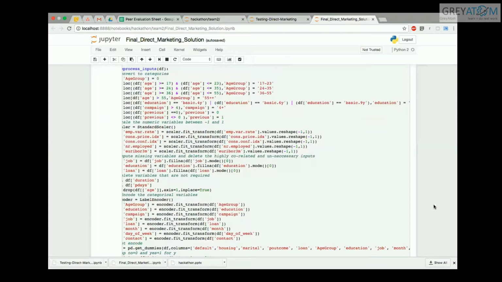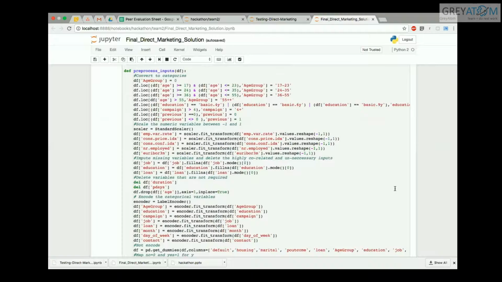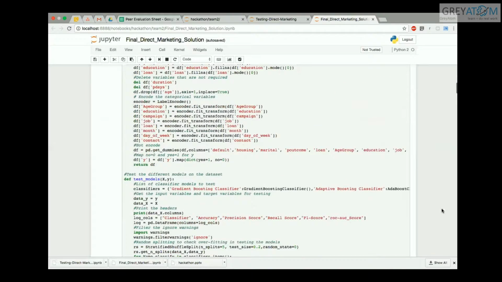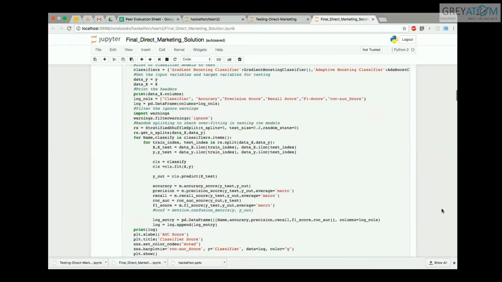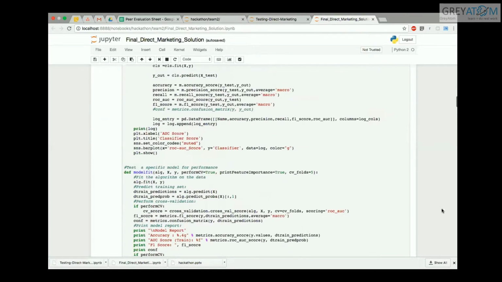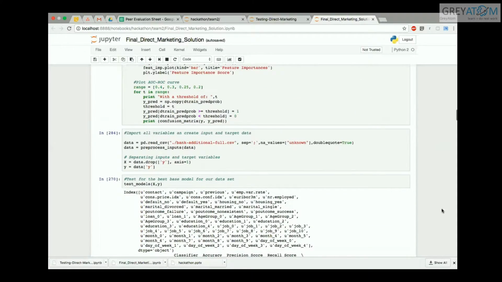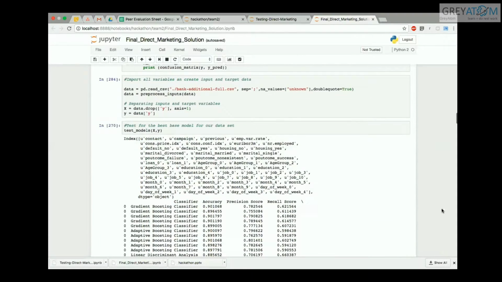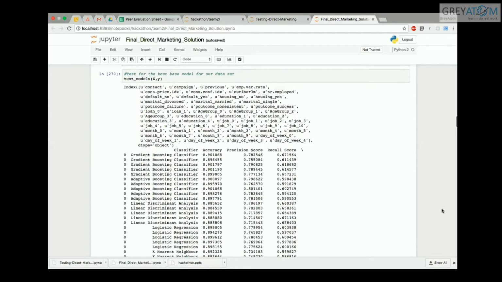To reduce our work, we wrote three major functions: one for pre-processing the data, one to test various classifier models, and one to check the performance of a model that we would deploy. After reading the data, post EDA and after normalizing it, we ran the different classifiers.